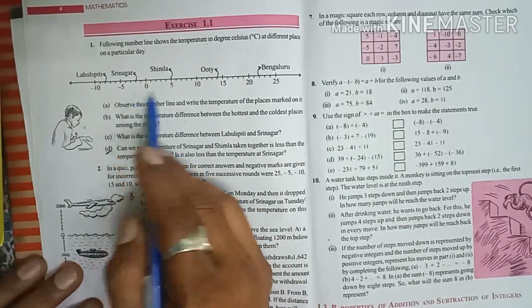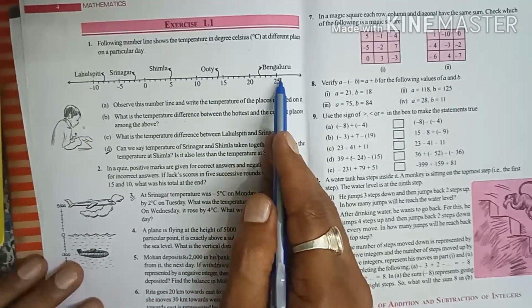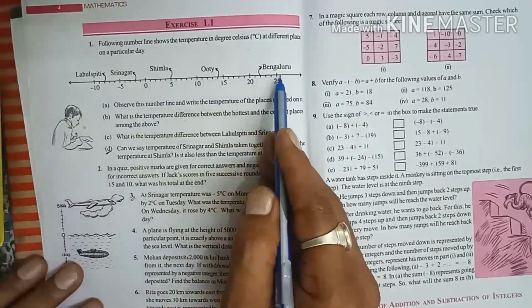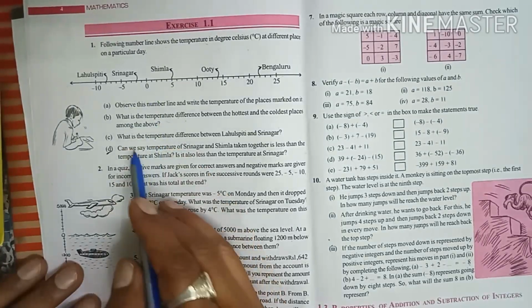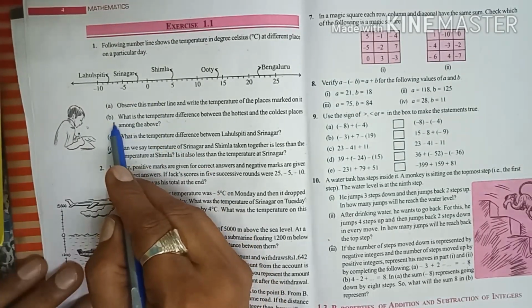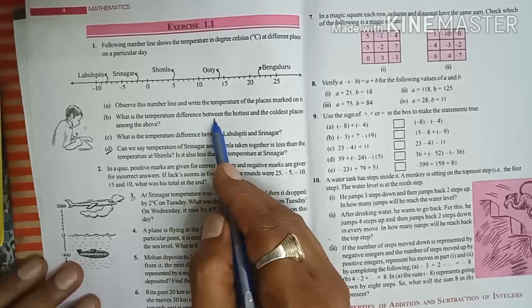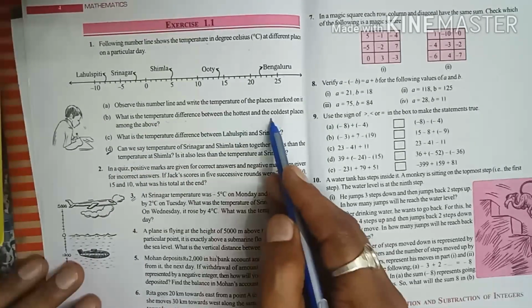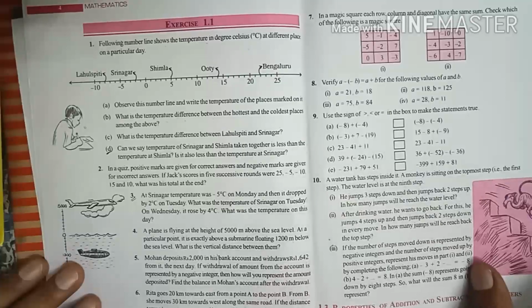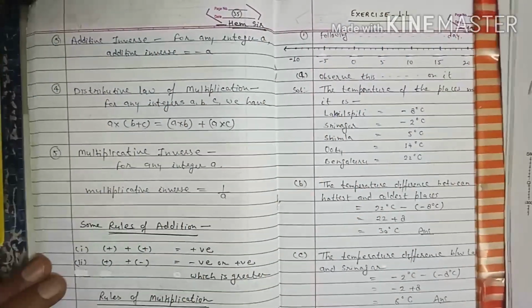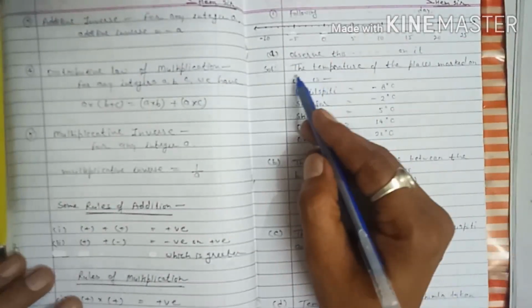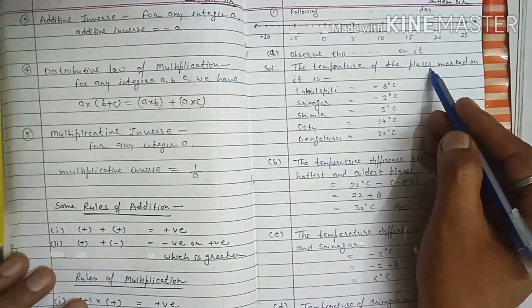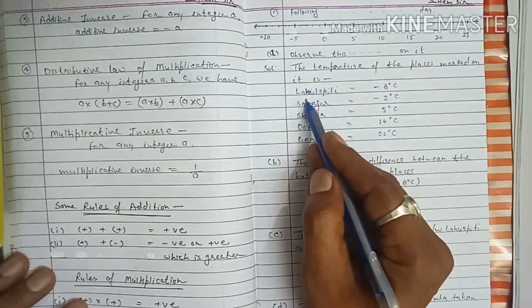All the numbers are already in the books. You write them in your notebook. Then B part, what is the temperature difference between the hottest and coldest place among the above? Now, first part, the temperature of the places marked on it.